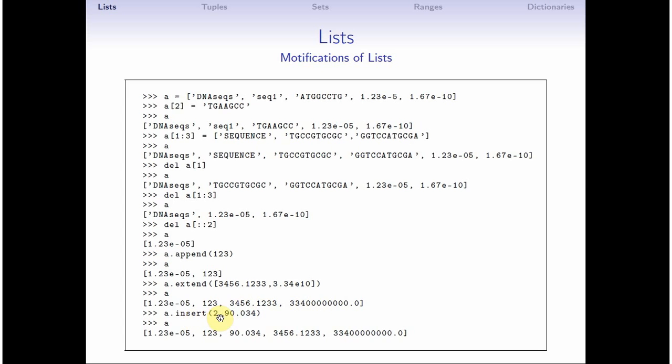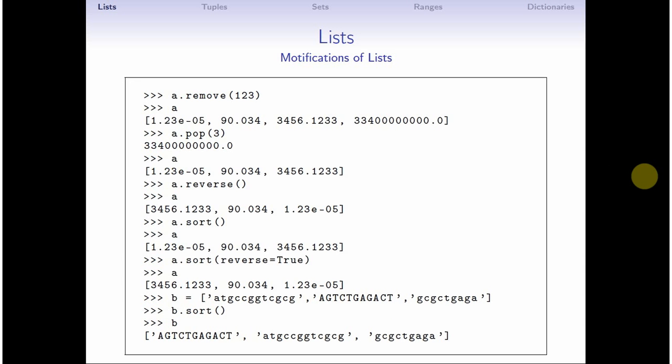Okay, insert 2, 90.034. So before the second index, so 0, 1, 2, before this number you insert this value. You see? So don't worry, if you need to slow down, pause the video and try on your own Python interpreter. If not, during the tutorial we will also go through this.